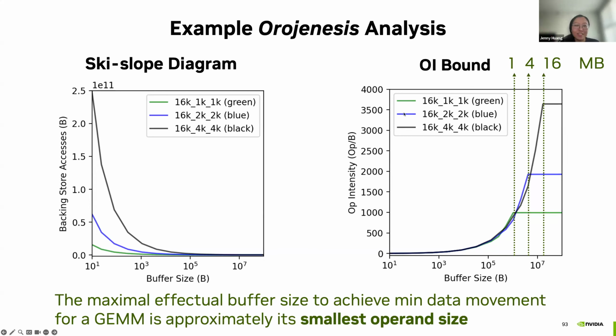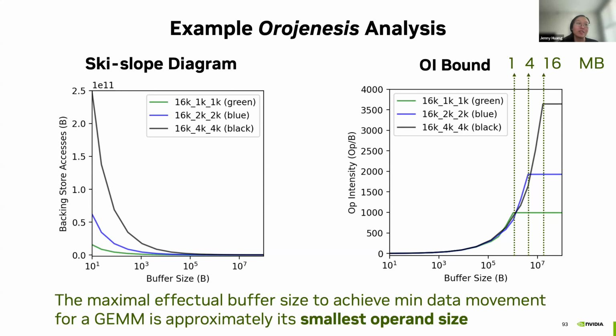So in this case, if I give you a GEMM and I ask you what the buffer size required is to achieve the minimum data access to the backing store, you can answer it very easily by just calculating the smallest tensor involved in this GEMM. So this is what this kind of analysis can give us.